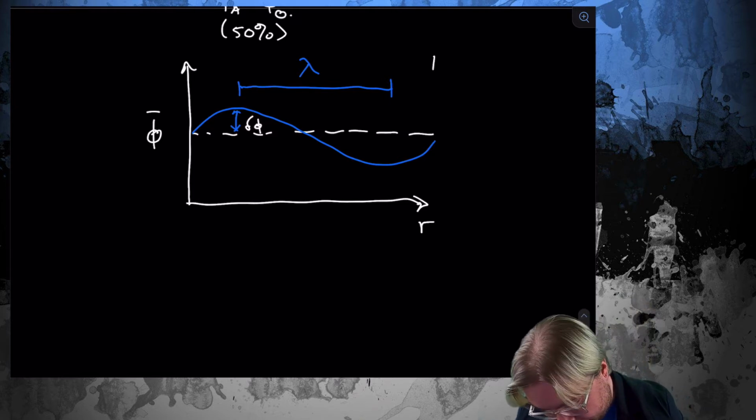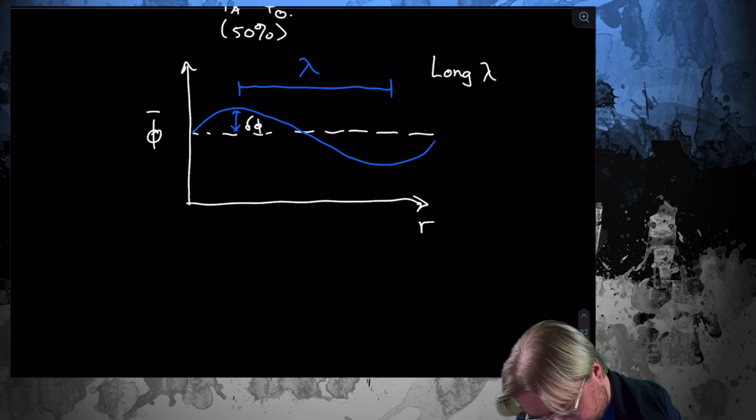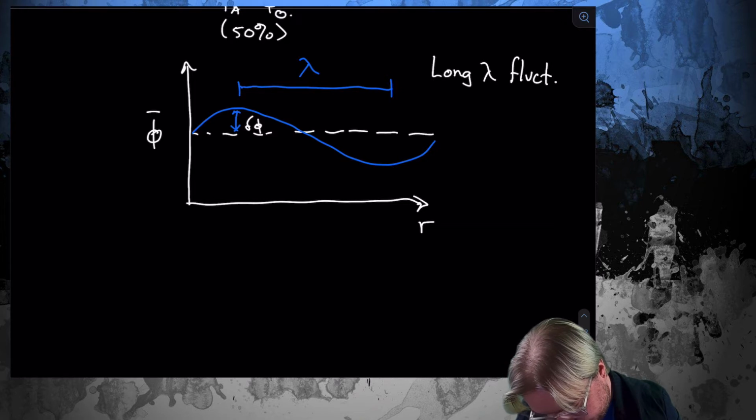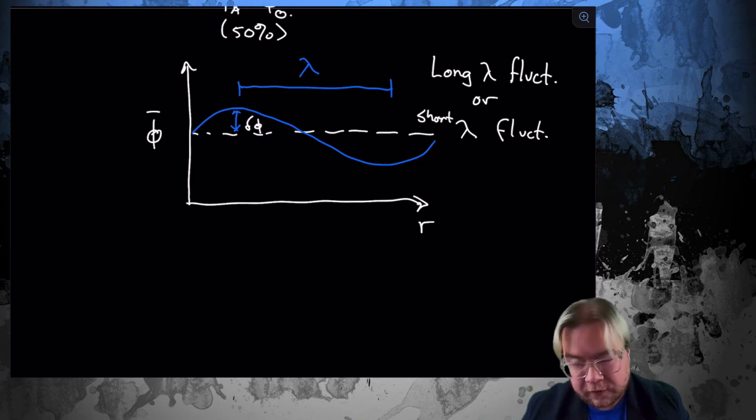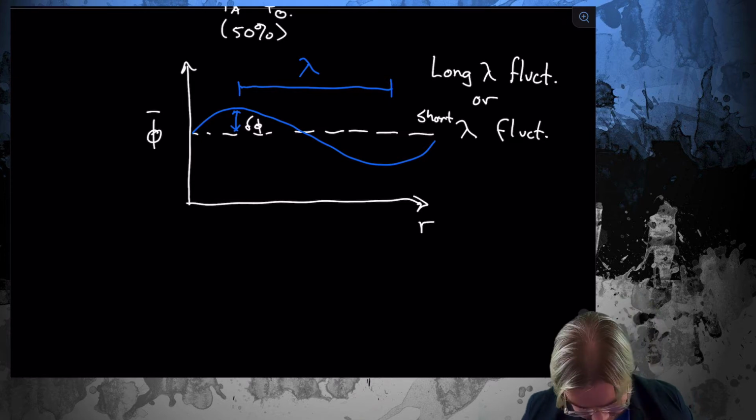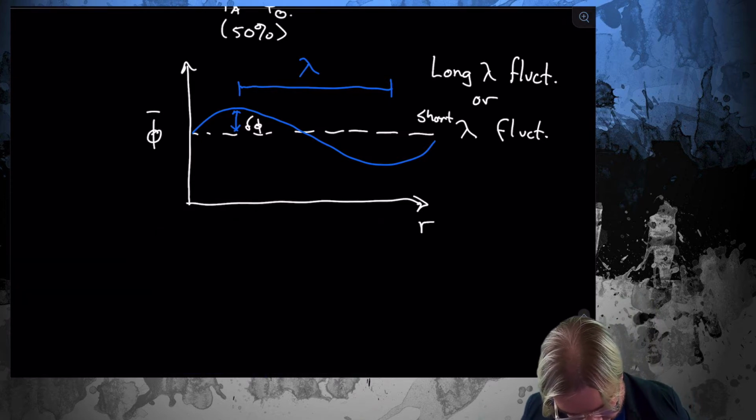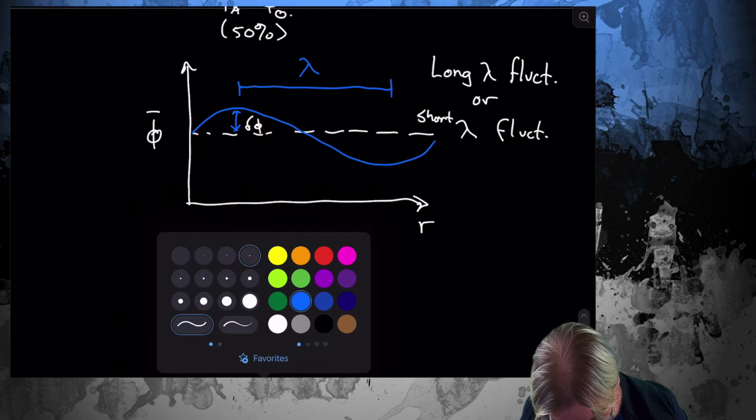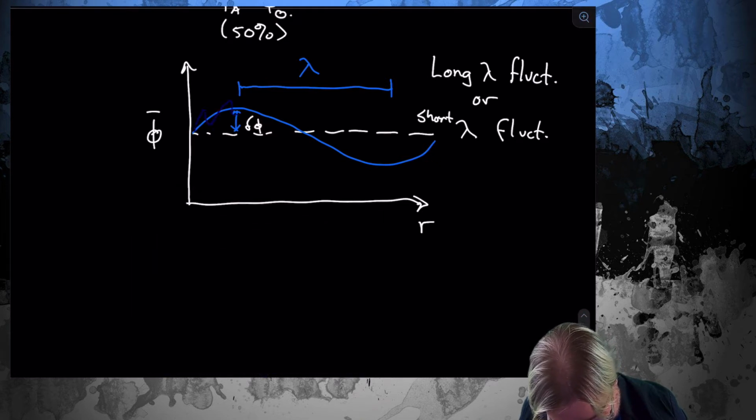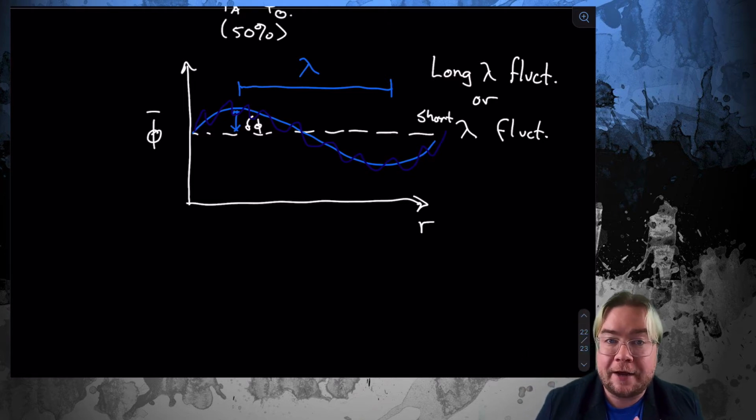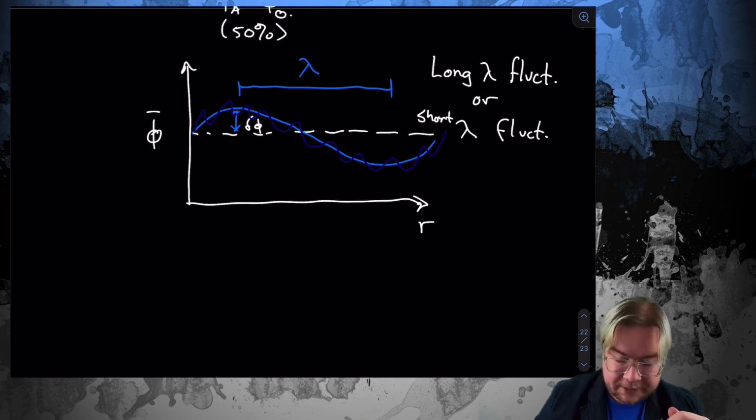So I could have long wavelength fluctuations, or I could have short wavelength fluctuations. And it's not necessarily the case that it's smooth like this. I could have another thing on top, so I could have all kinds of crazy things going on. So I could have short wavelength and long wavelength fluctuations all throughout my system.